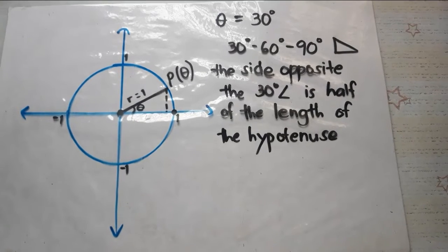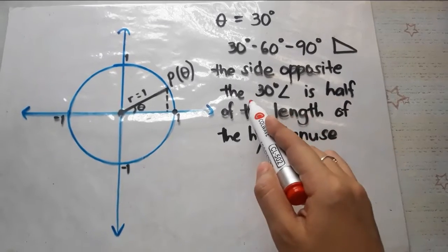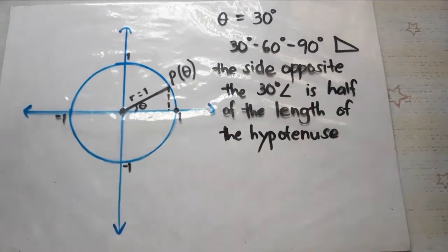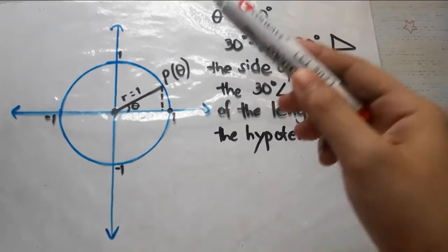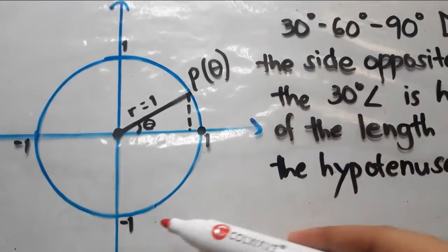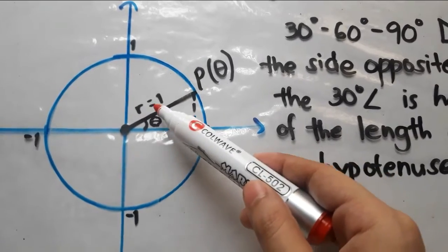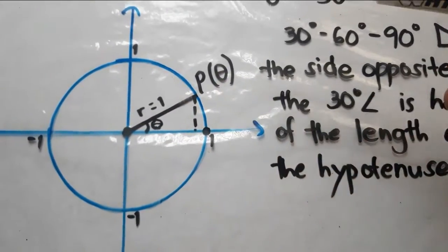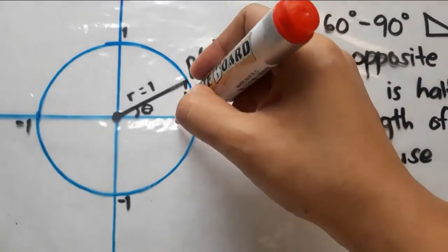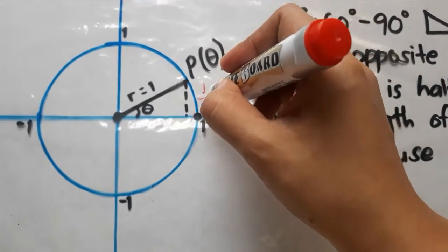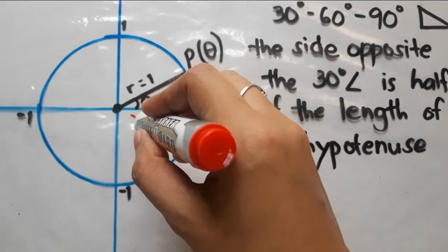So we have the 30, 60, 90 right triangle. It says that here the side opposite the 30-degree angle, or the smallest angle, is half of the length of the hypotenuse. Now, looking at the triangle that we draw on the coordinate plane, we have here the longest side, or the hypotenuse, r equals 1 because it's a radius. And then the side opposite this is this side. Okay, so we have here 1/2.